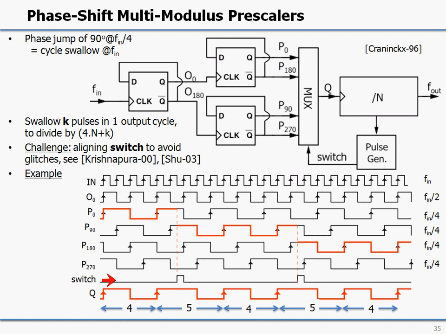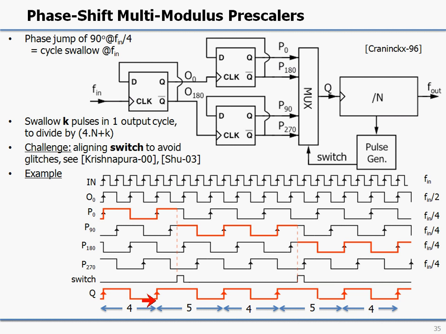So if there is no switch signal, if we keep this mux in a fixed connection, that means that, for example, we're using the P0 waveform to drive the divide by N, then we see that 4 cycles are absorbed between the input and the Q signal, and we divide by 4N.